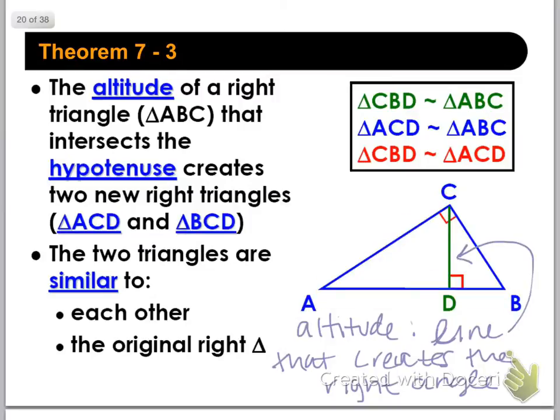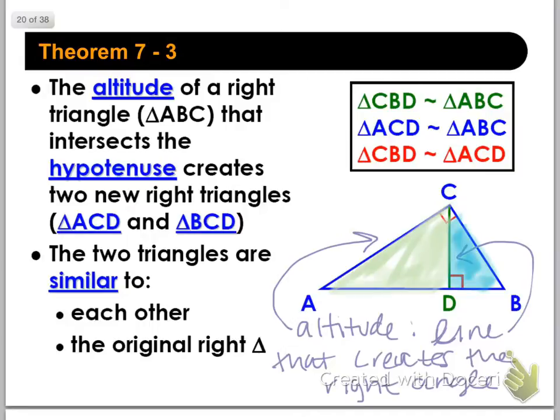Altitude is the line that creates the right angle. So this green line, there's actually 2 of them in this situation. This one is also an altitude because it also creates this right angle. If we have an altitude in the middle of our right triangle like we do, the green line, it creates 2 smaller triangles. This one here, and also this one here.